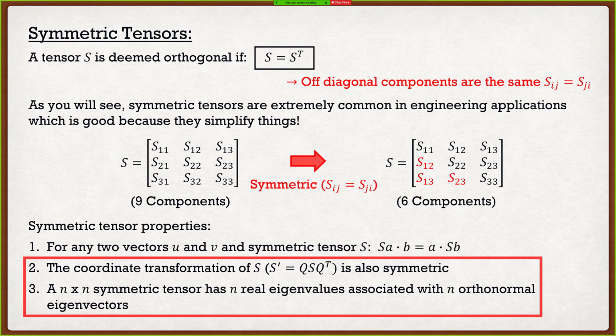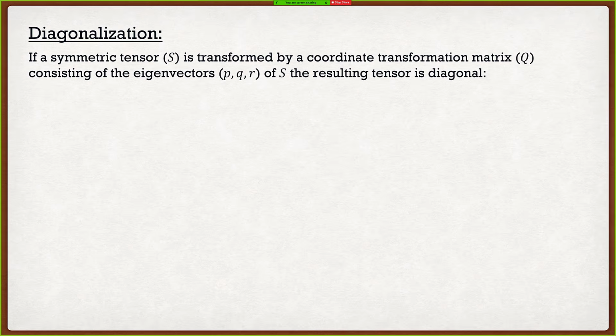Well, we're going to look at property 2 and property 3 in the next slide for something called diagonalization. And this is going to be very important when we start talking about stresses and strains, not only from a solid mechanics point of view, but also from a finite element point of view. So, if a symmetric tensor S is transformed by a coordinate transformation matrix Q, consisting of the eigenvectors P, Q, and R of S, the resulting tensor is diagonal.